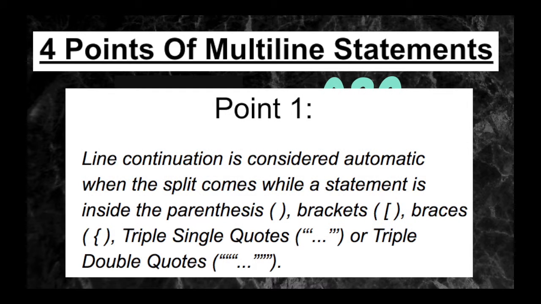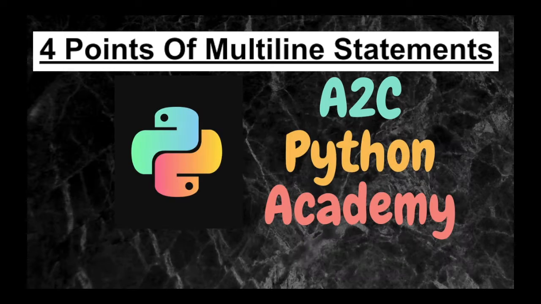Line continuation is considered automatic when the split comes while a statement is inside the parentheses, brackets, braces, triple single quotes, or triple double quotes, like we discussed in Category 1. Now understand that due diligence must be done with this automatic feature, mostly because it can lead to errors if the closing parentheses, brackets, braces, or quotes are forgotten. But we'll see more of that in our code examples later.